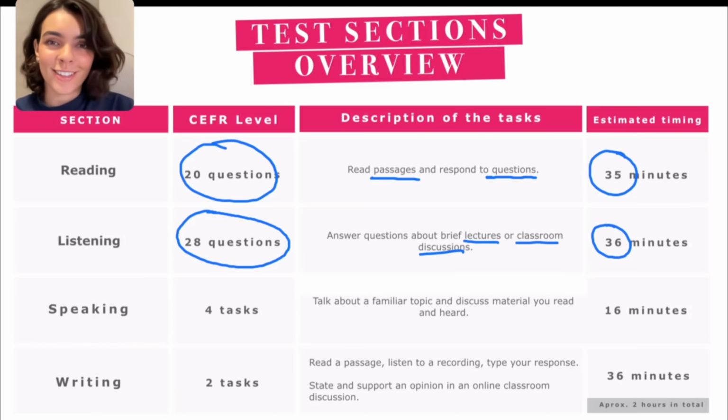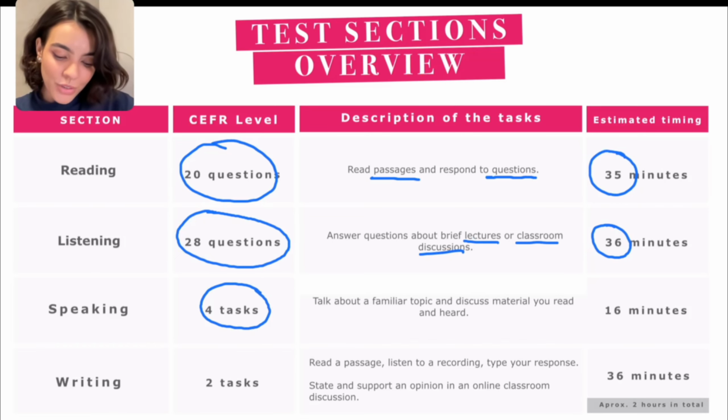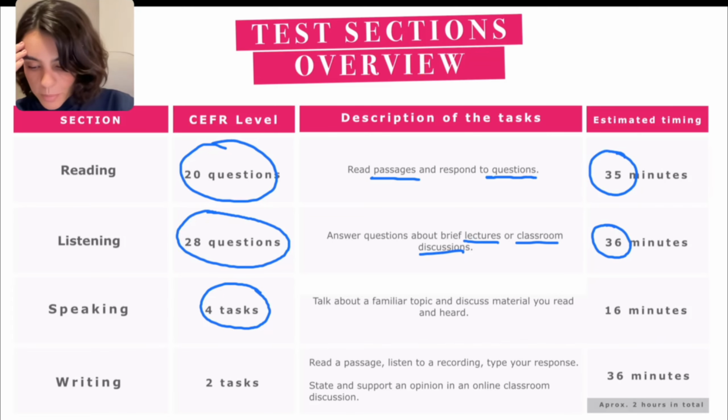The speaking, remember, you will have 4 tasks, only 4 tasks. You have to talk about topics familiar to you, and also discuss materials that you've read and heard. This will take only 60 minutes.